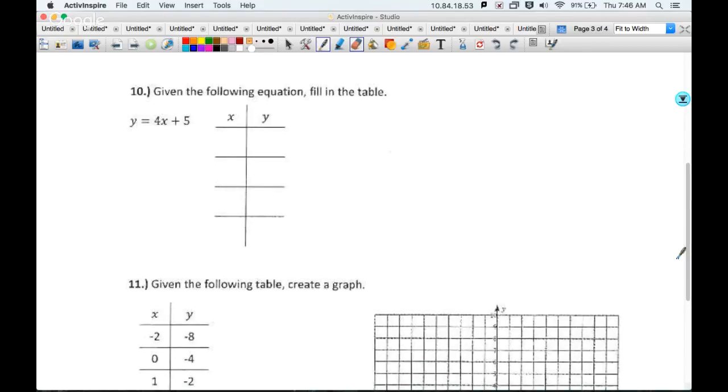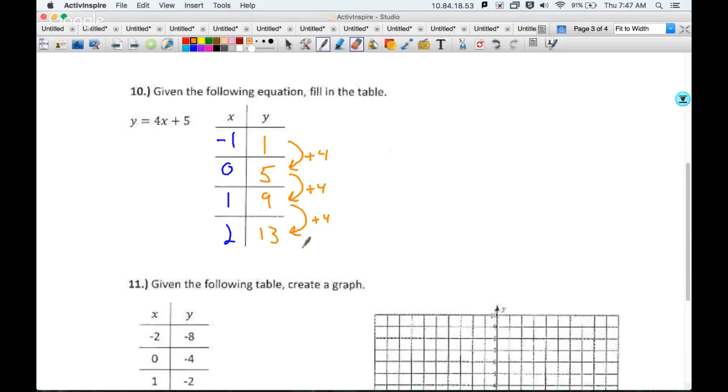Given the following equation, fill in the table. All right, so let's pick some more x values. I'll go -1, 0, 1, 2. Just picking some integers close to 0. Across from the 0 should be the 5. I'm counting up by 4s. So 9, 13, or counting down by 4s to go the other direction so that it keeps that +4 pattern consistent.